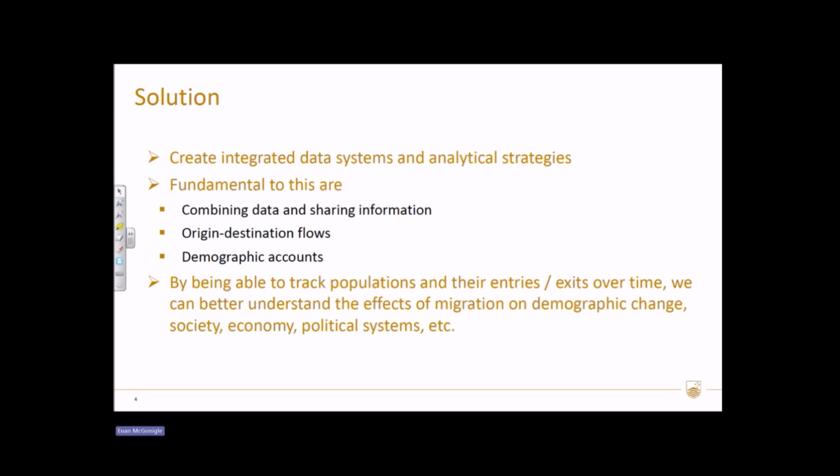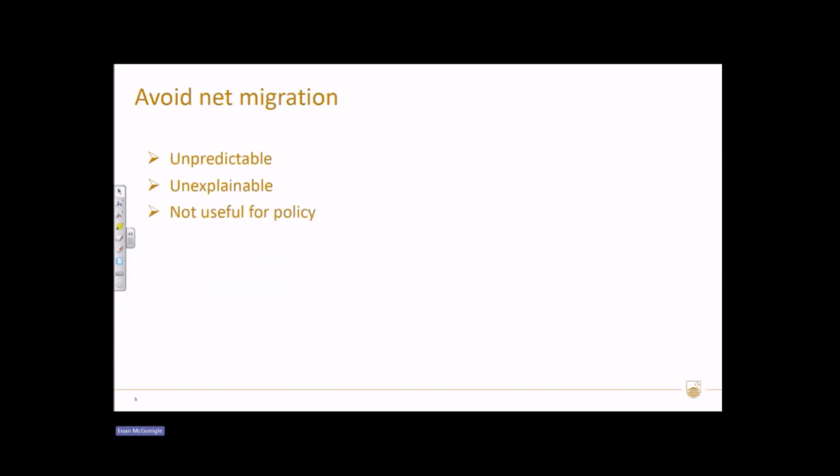That's the flows and stocks model, because that places migration in the context of overall population change. If your numbers are too small or too big, you'll notice it when you put it into a demographic account. Further, by being able to track populations and flows over time, we can better understand the effects of migration on demographic change, society, economy, political systems, and so on. I've been pushing this agenda for a long time, and those of you who know me, this will be familiar. And lastly, the other message I'm always saying is don't do net migration.